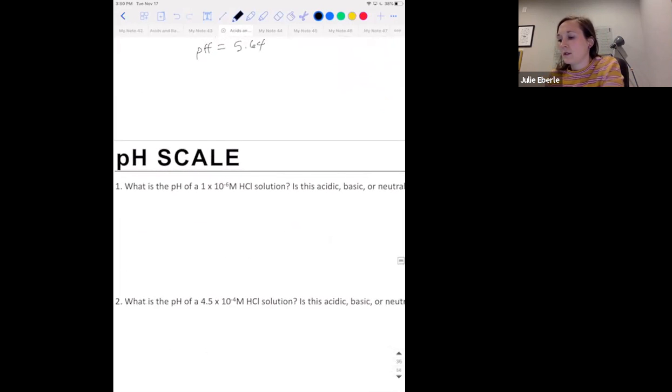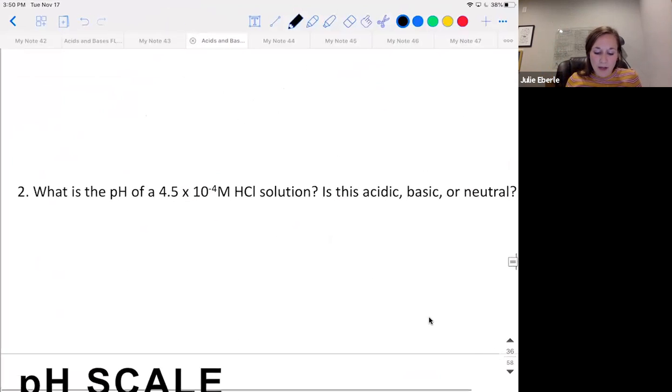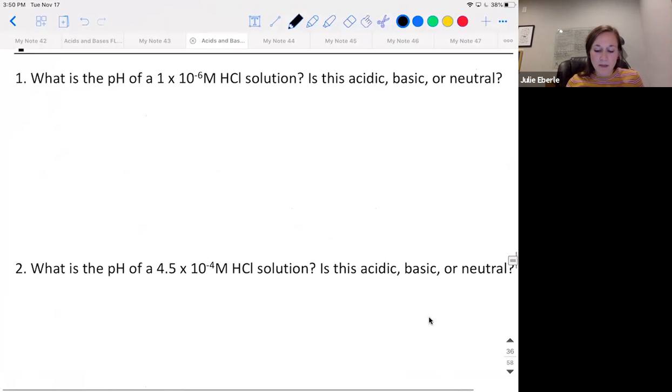I'm going to turn this sideways to make it a little bigger. What is the pH of a 1 times 10 to the minus 6 molar HCl solution? Is it acidic, basic, or neutral? So remember, this is a strong acid. That's always the first thing you got to ask yourself. And because it's a strong acid, it will completely dissociate.